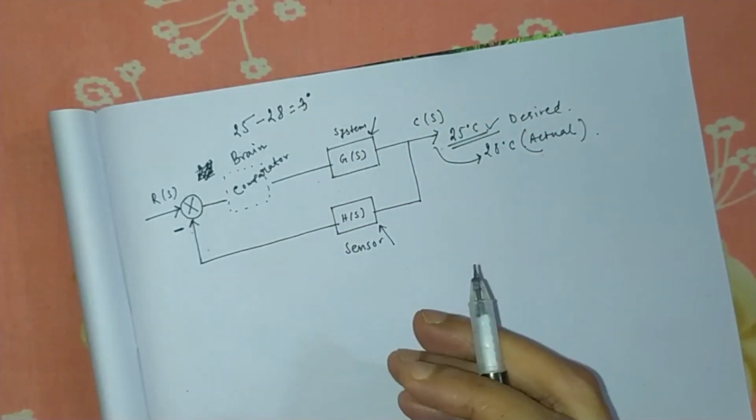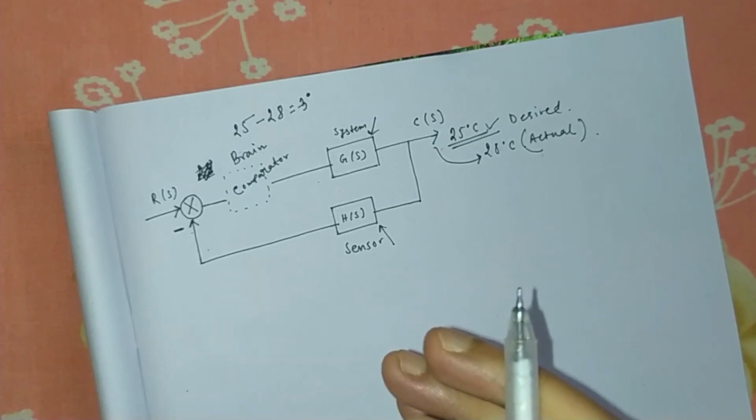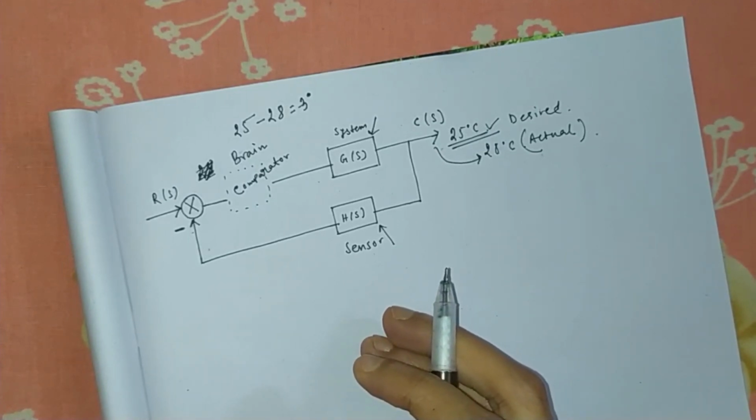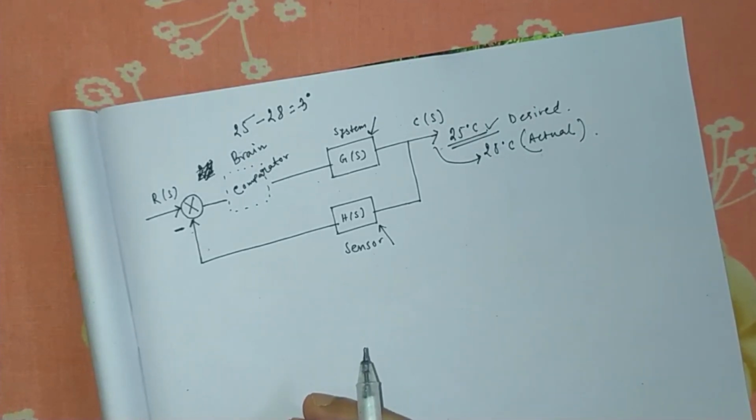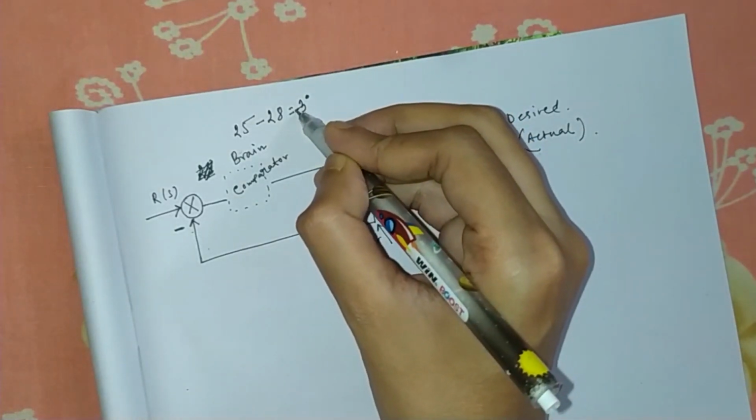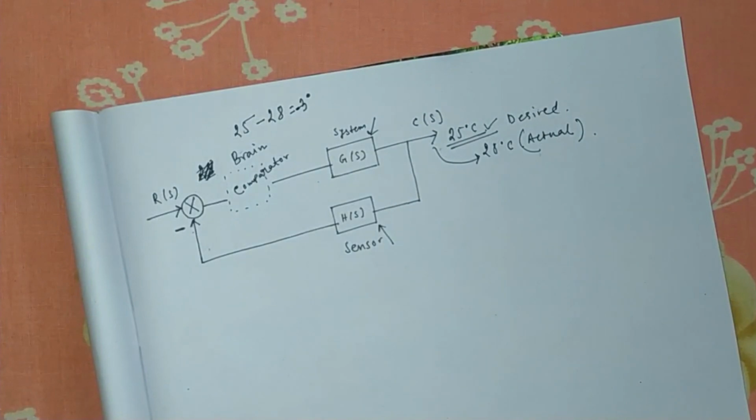So the comparator, or the brain of the system, decides that I have to decrease the output because there is a negative sign. It has decided that I have to decrease the output to reach my actual desired value.